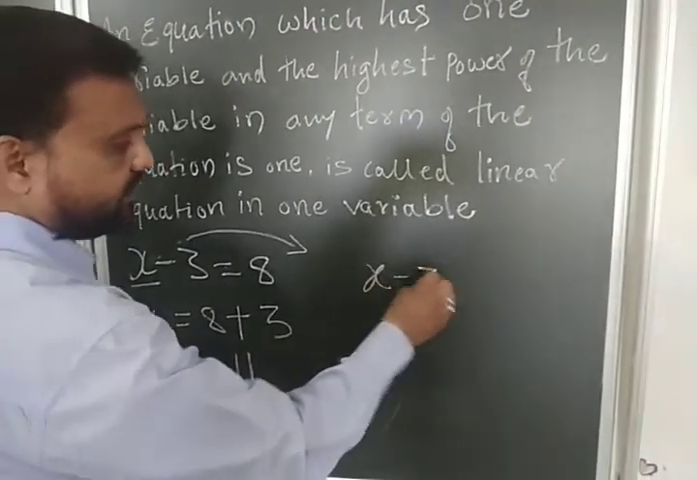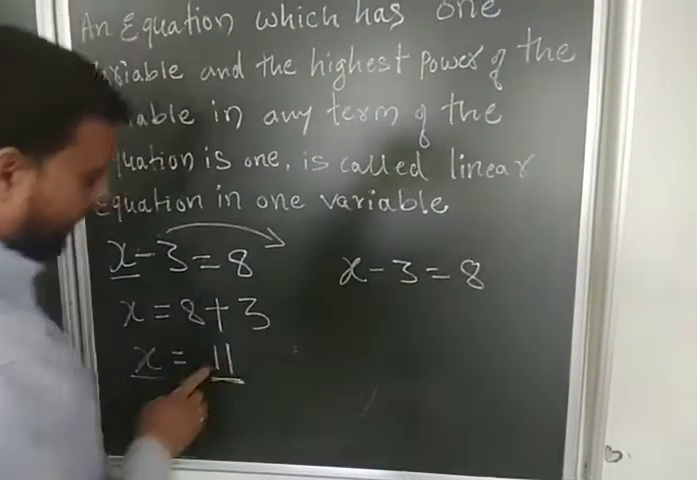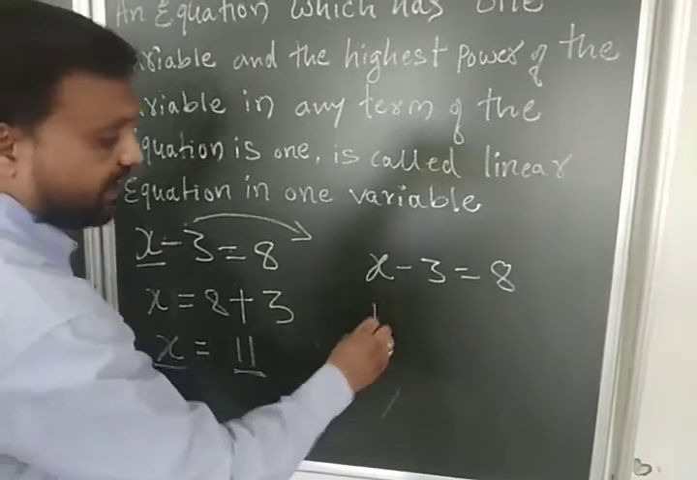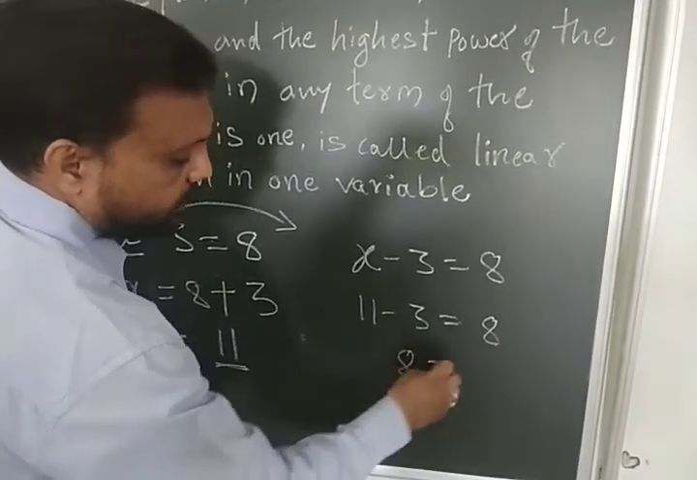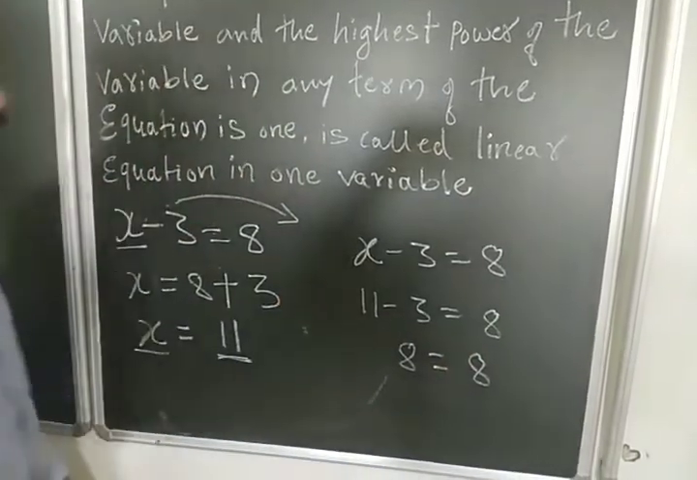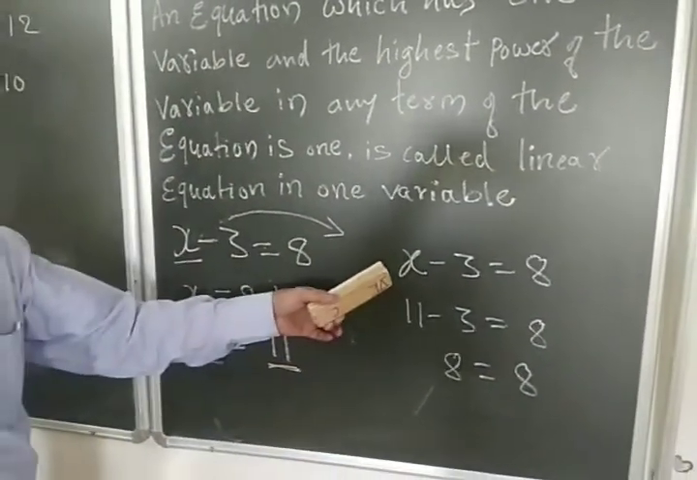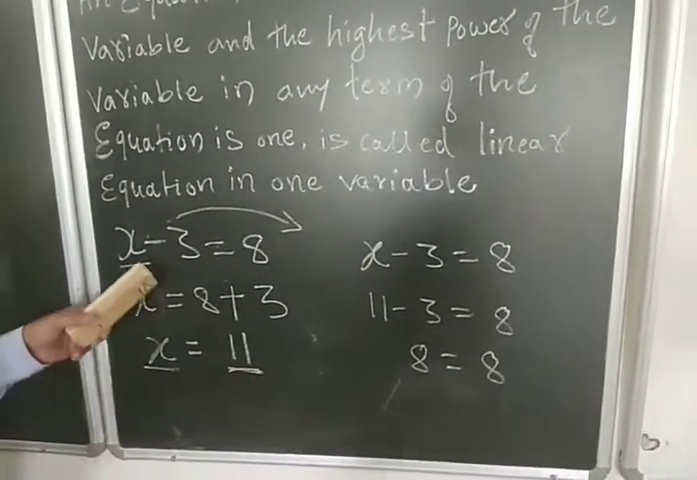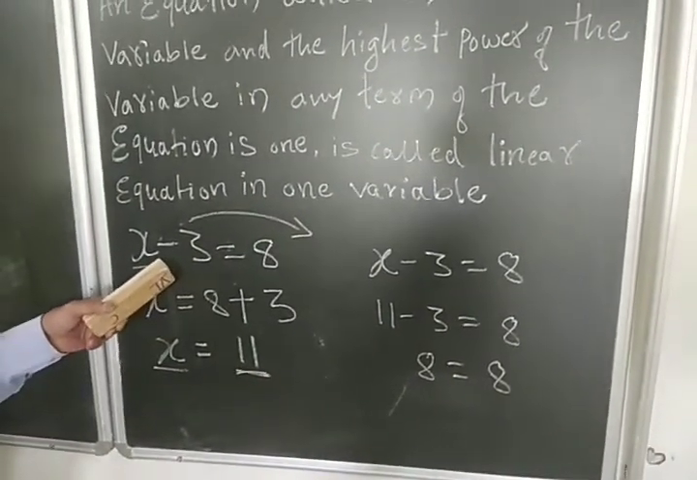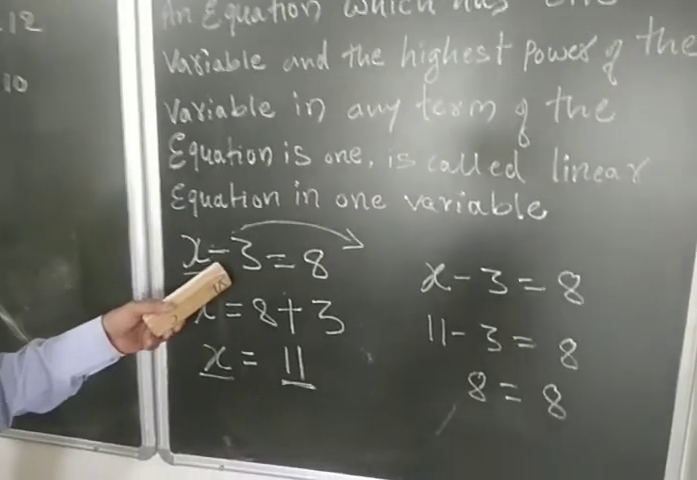X minus 3 is equal to 8. The value of x is 11. 11 minus 3 is equal to 8. So 8 is equal to 8. Here we solve the equation. The value of x is 11. How the value of x is 11? Here with the substitute method, transporting method, we find the value of x.